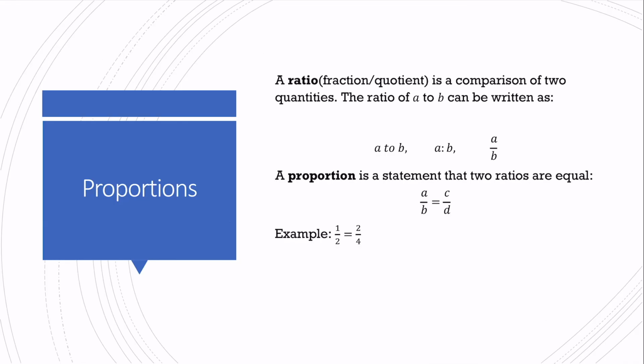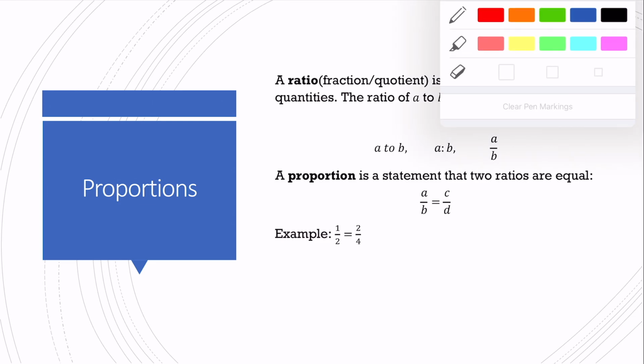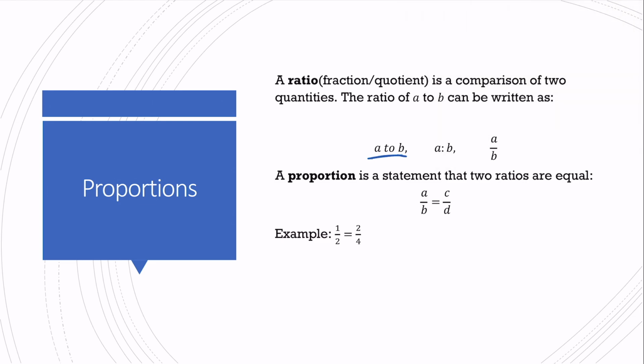So the first thing I want to state is that a ratio, another word for fraction or quotient, is a comparison of two quantities. So I could write it as the ratio of A to B. I can write it in word form, A to B. I can use a colon, that's not really common, or I can use a fraction, right? And a proportion is a statement that two ratios are equal.